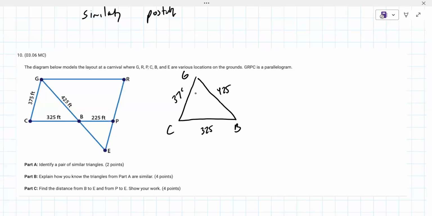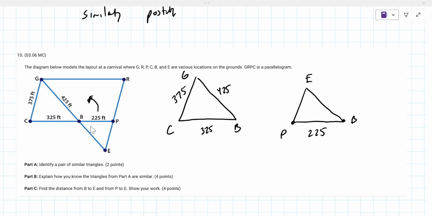And then this triangle down here, we have to basically rotate it. And so angle B is there. E though is up here. And P is over here on the left. Can you see kind of that rotation?